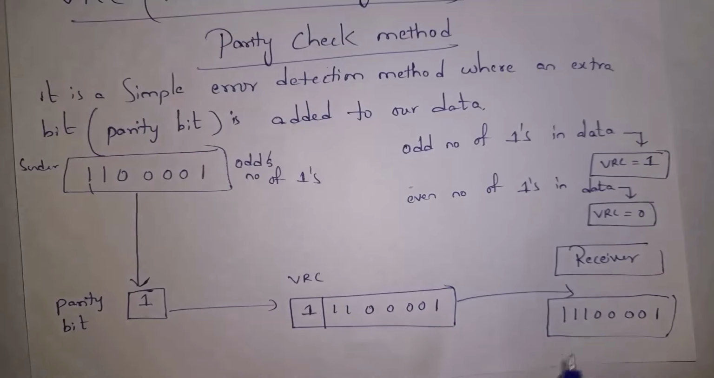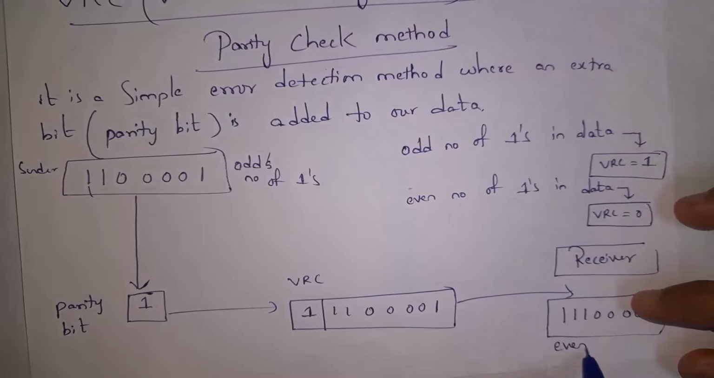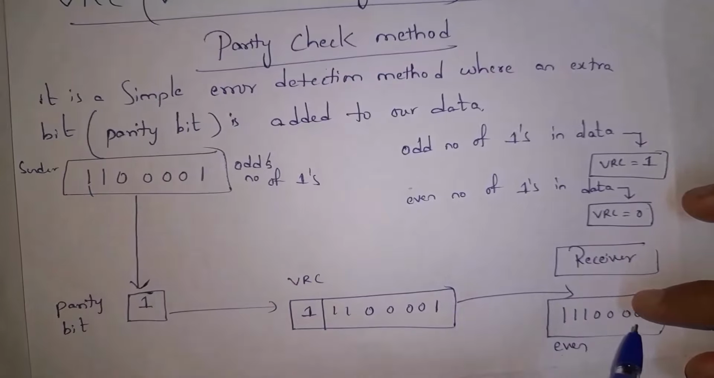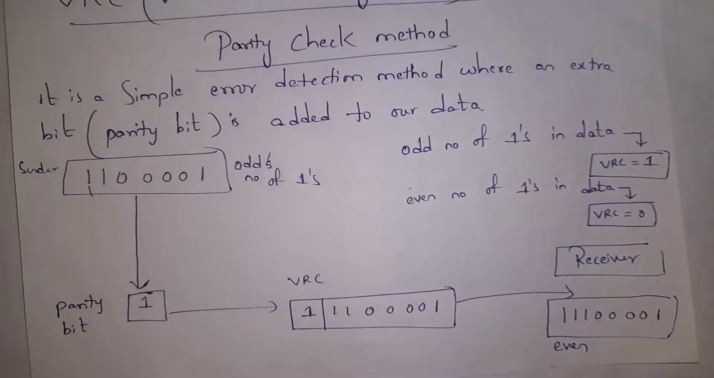Now here the count will be an even number of ones. In total there are 4 ones: 1, 2, 3, 4. If the sender data contains an odd number of ones, then the receiver data must have an even number of ones. If the receiver receives data with an even number of ones, then the data is correct. The receiver got the data without any errors.